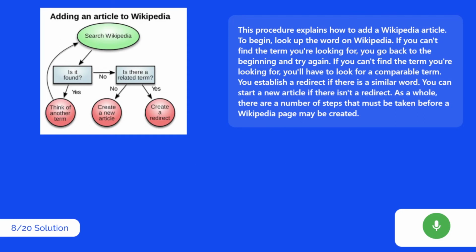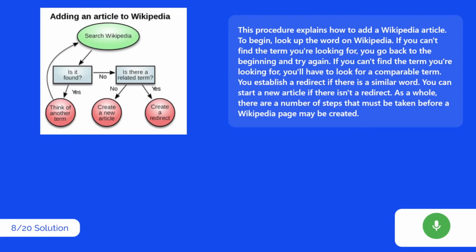This procedure explains how to add a Wikipedia article. To begin, look up the word on Wikipedia. If you can't find the term you're looking for, you go back to the beginning and try again. If you still can't find the term you're looking for, you'll have to look for a comparable term.